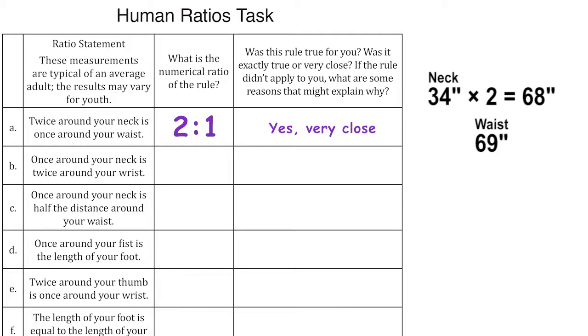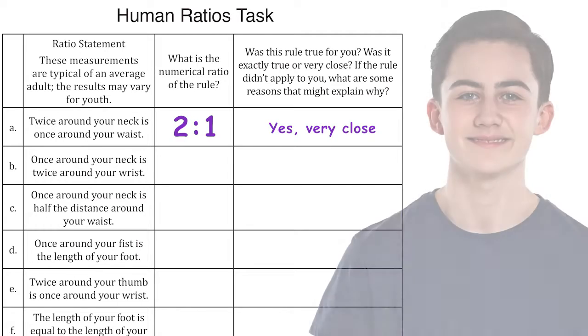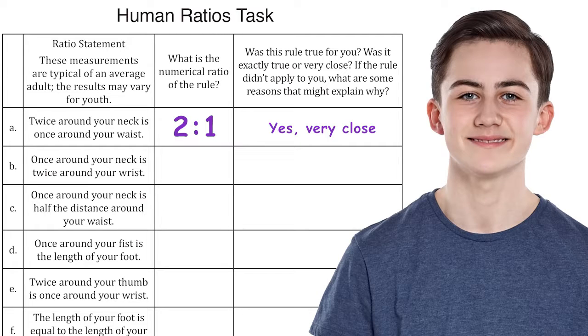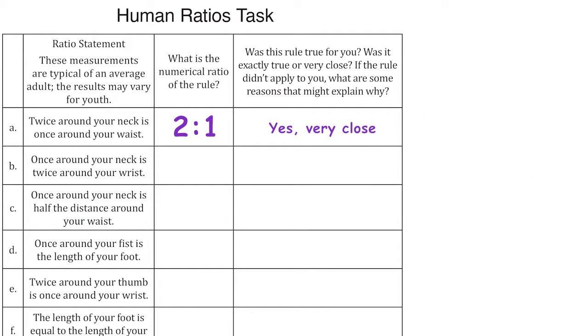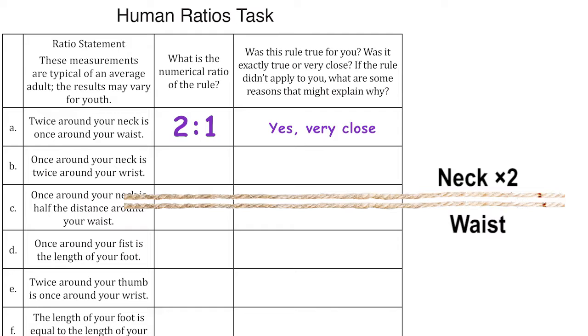Let's test out the same rule using just the string. The rule states the waist measurement is twice or 2 times the distance around the neck. Start by measuring the neck and going around 2 times. Make a mark on the string to show the distance around the neck 2 times. This distance should be very close to the distance once around the waist. It is. The rule was true in this scenario. The exact distance was not calculated, but the ratio of 2 times around the neck to 1 time around the waist was tested and found to be true.